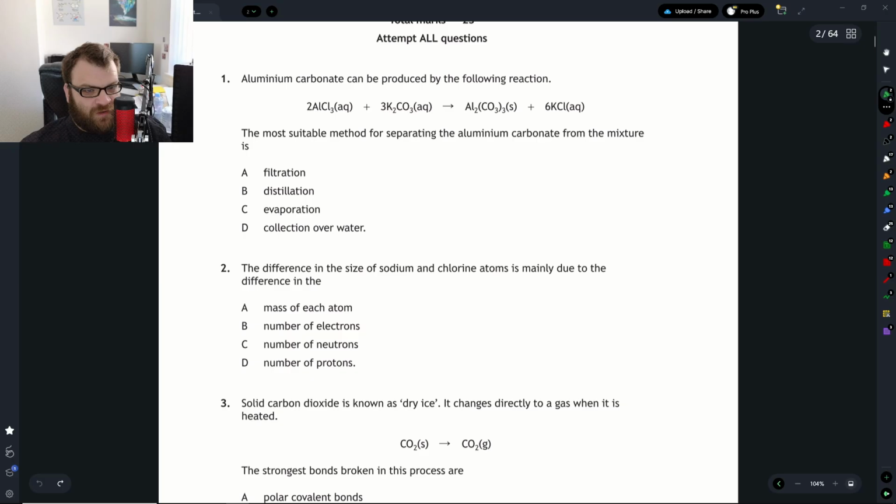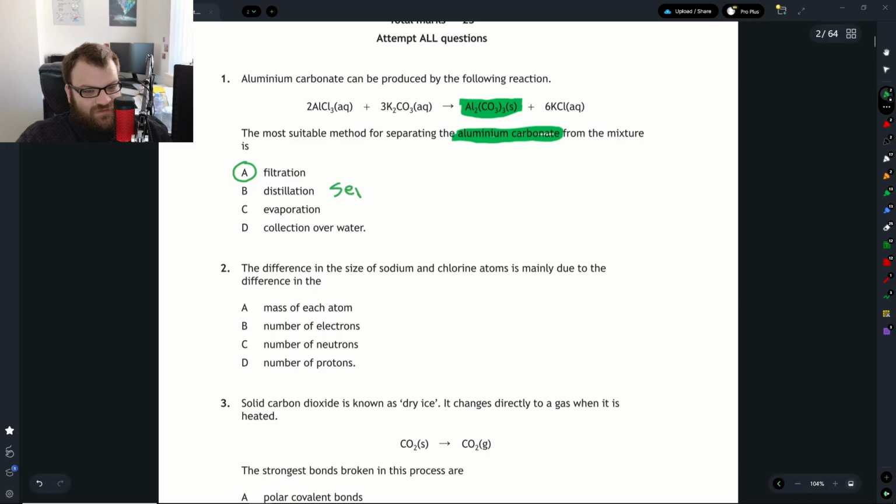In question number 1, we're given a reaction and we're asked about how best to separate aluminium carbonate from the mixture. Aluminium carbonate is a solid. You want to remove a solid from solution. Filtration will be the best way to separate a solid from solution.